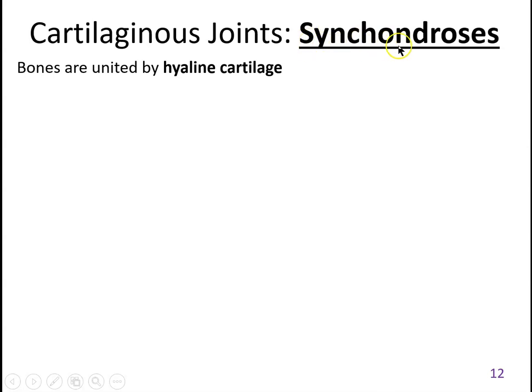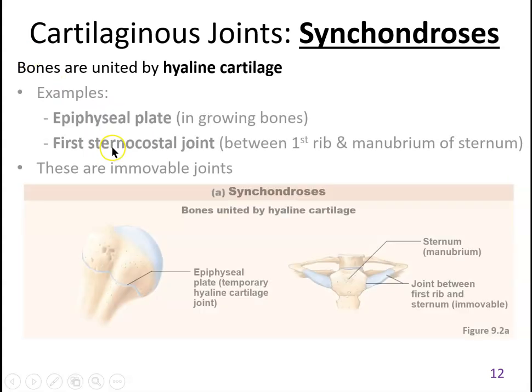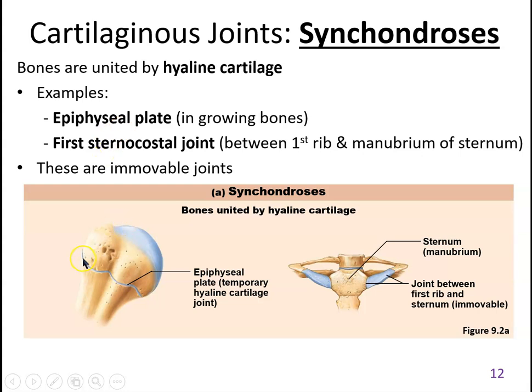Now, let's unpack this word. What do you see? Chondr. So that refers to cartilage. Syn is together. So cartilage holds it together. So they're united by hyaline cartilage. There are two examples of this, and it's not super common. One of them would be the epiphyseal plate in a child or adolescent's long bones. And then the other would be the first sternocostal joint. So that's the one between the first rib and the manubrium of the sternum.